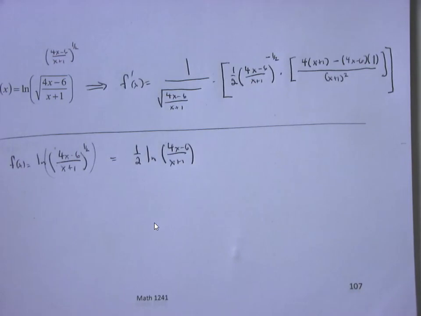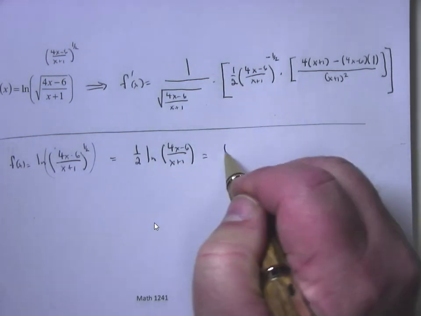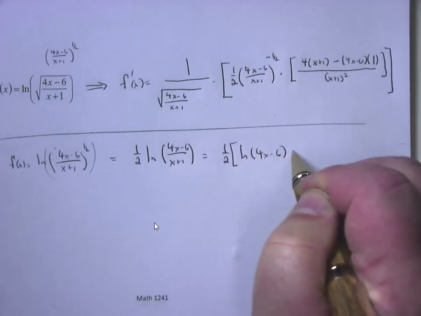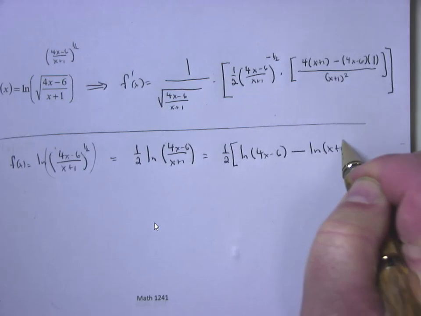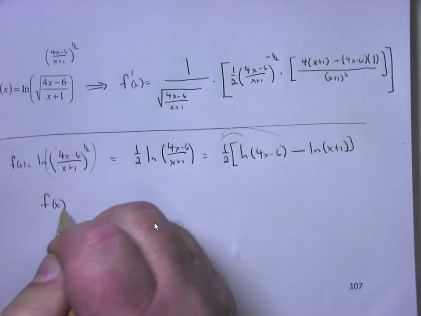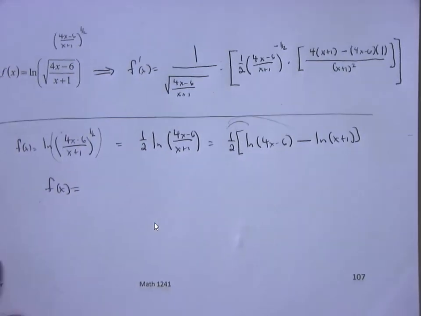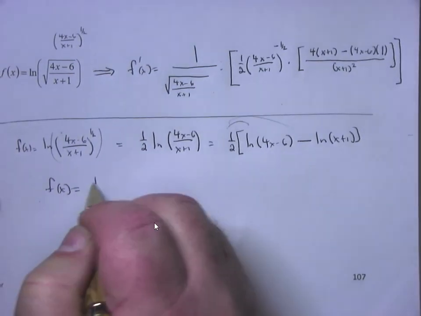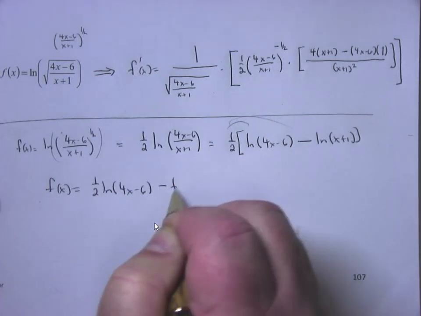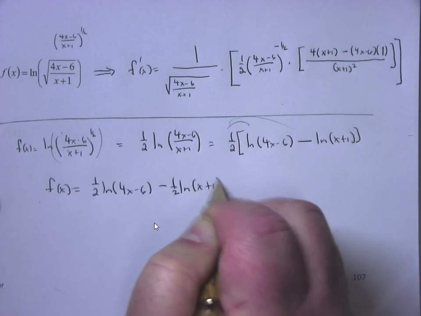And we're not done cleaning it up yet, because this is division. And according to logarithmic properties, division turns into subtraction. So this is equal to 1/2 times the natural log of 4x minus 6 minus the natural log of x plus 1. And I would clean this up one more time by distributing. So I haven't really done any calculus. I've done all algebra here. And I got f of x equaling 1/2 the natural log of 4x minus 6 minus 1/2 the natural log of x plus 1.